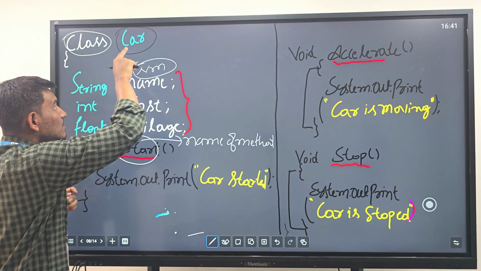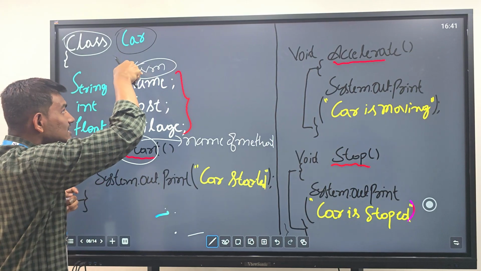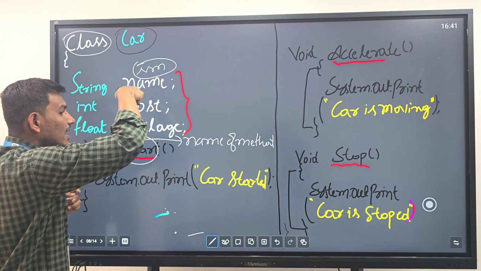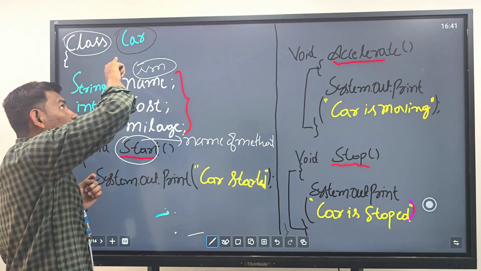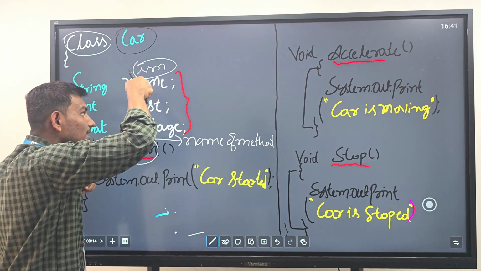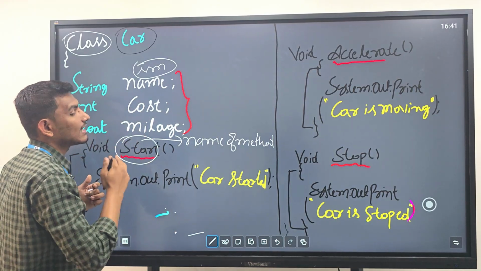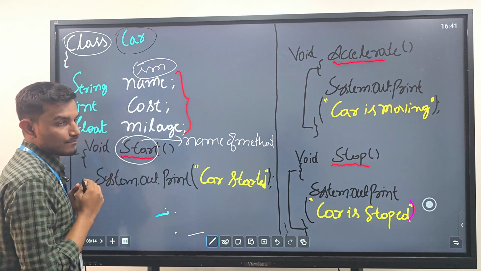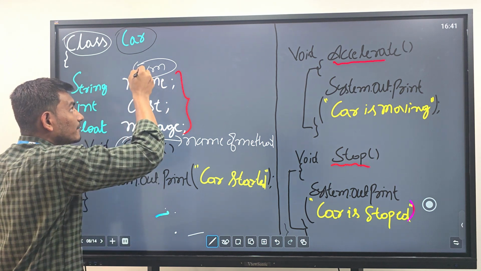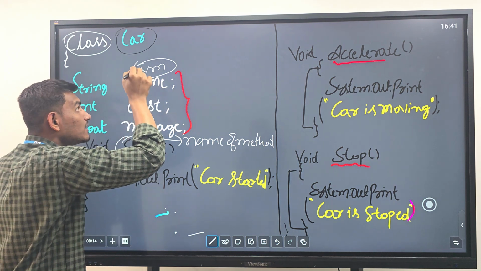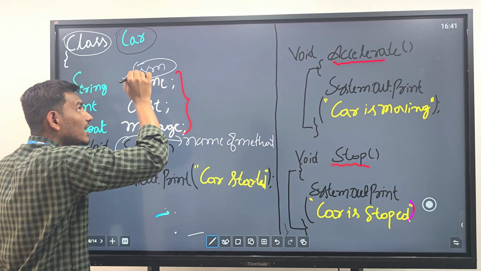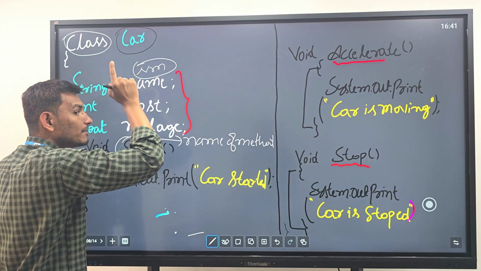You created the class called car. Inside the class, name, cost, mileage. Inside the class, you have such variables. All those variables are the instance variables. Now, the JVM will come inside for what purpose? In order to search for the instance variables. Right now, name is an instance variable.